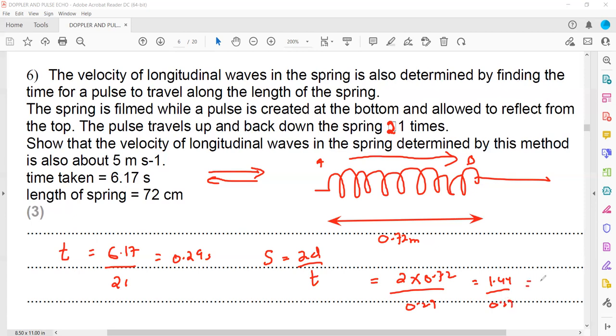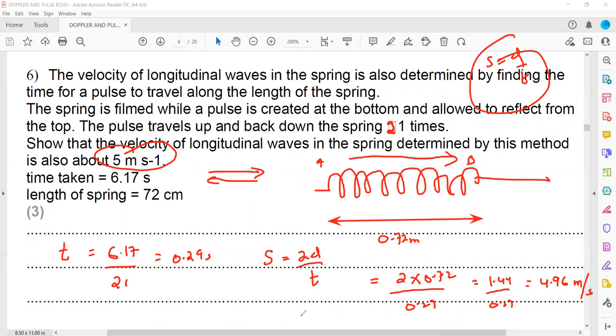So the speed at which the wave is traveling is about 4.96 meters per second, which is approximately 5. So we know the time for the 20 oscillations. We first get the time for one, and then because it's a reflection, speed is 2d divided by t. If there is no reflection, then we'll use speed as distance over time. In the question, there's a reflection, so it will be 2d divided by t.